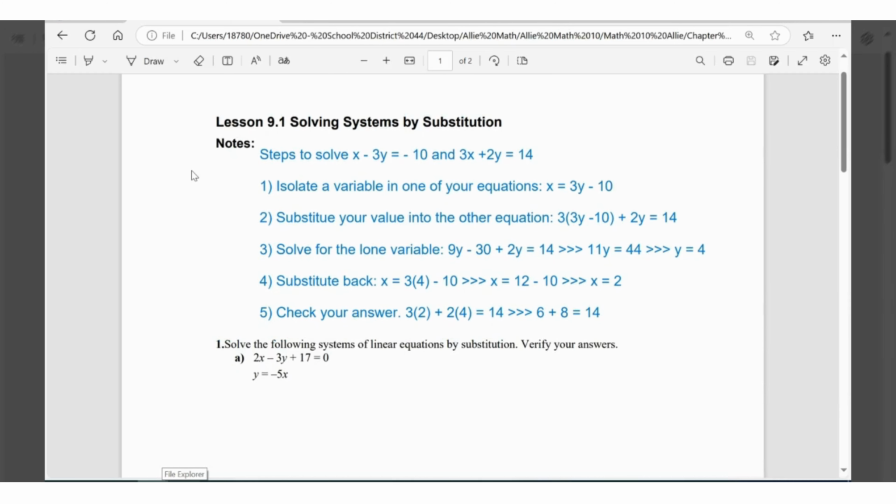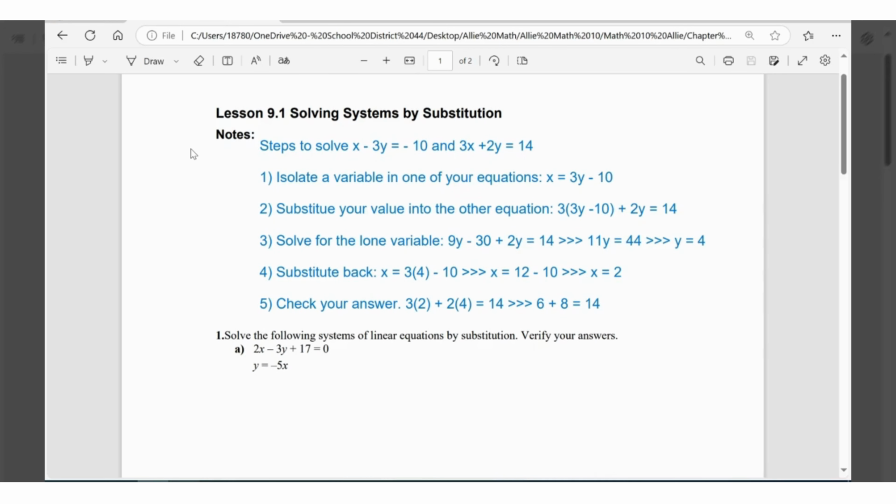Hello, everybody. Here we are, Chapter 9. This is 9.1, Solving Systems by Substitution. And I think it's kind of interesting. I think it can also be a little bit more versatile than graphing.